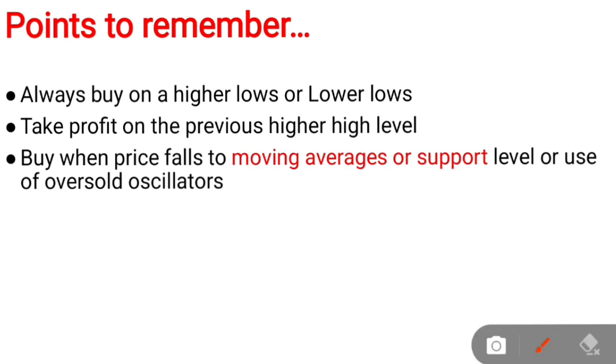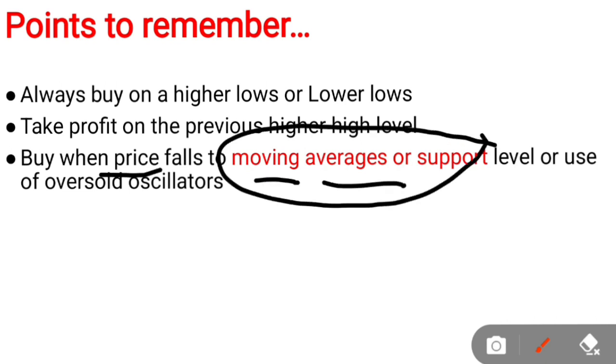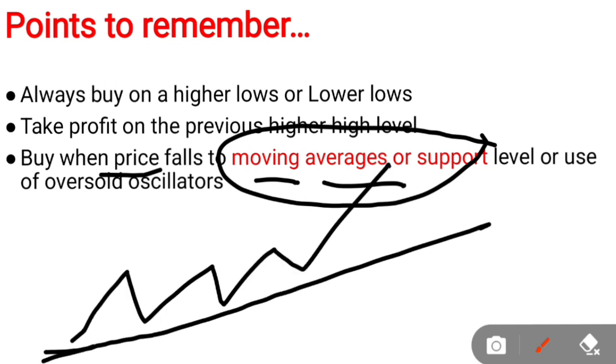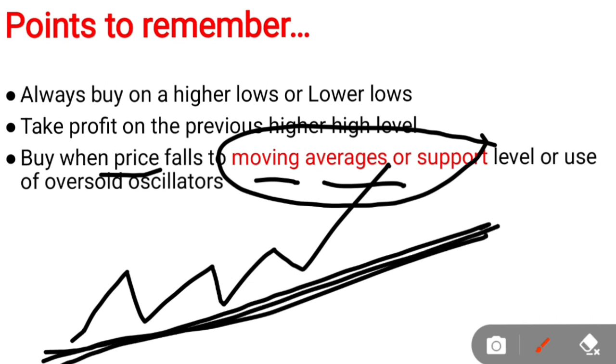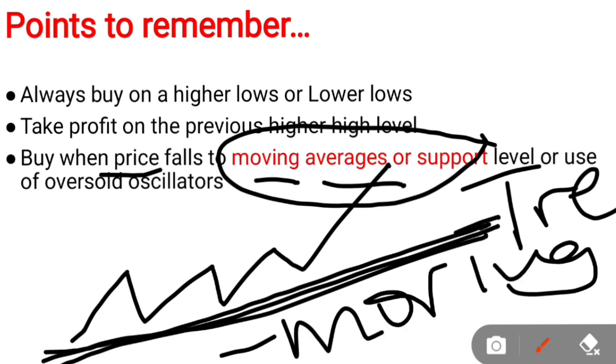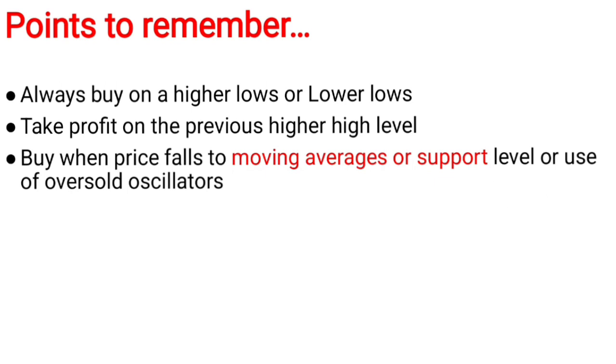Okay, you have to buy when price falls to the moving averages or support level. Now, as we said, when the price is going like this, it is going to be making some sort of a support level right at this point. So you can put this support level using a trend line, or you can use the moving averages. So always wait for the price to come to the trend line or the support level, and when it starts bouncing off, then you can buy, right?